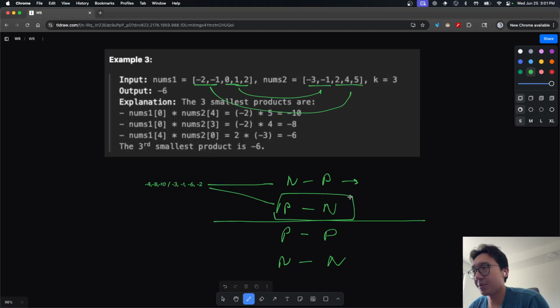Oh no, wait. That's a problem because we don't know if we have those in order. We can have some element in here that's smaller than here. That's why.